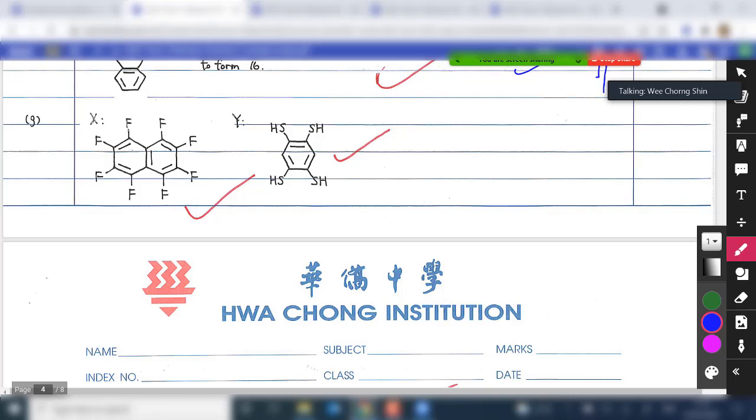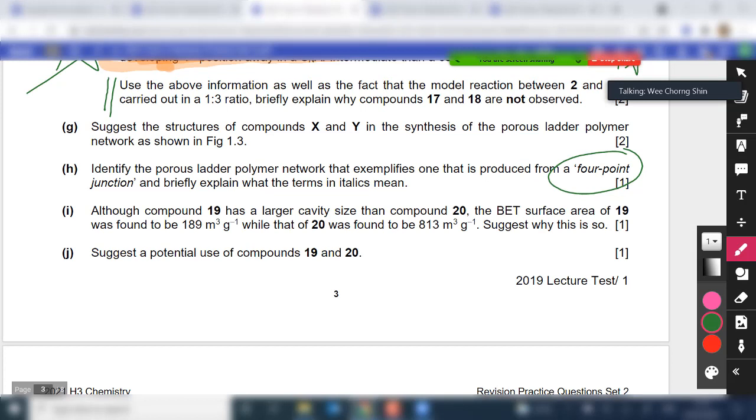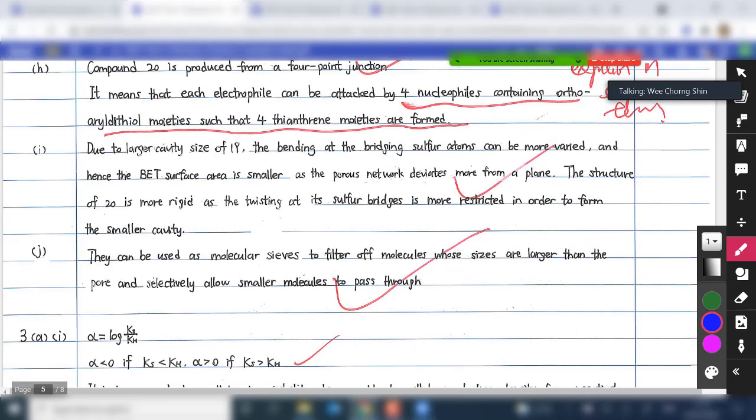I mean, this is like polymer, but not exactly polymer chemistry. Okay, then although 19 has a greater cavity, I think back then, when we tested this, we sort of realized that actually this question is a bit difficult to answer. Yeah, so basically any ideas that the students write, I think we'll just mark you with the correct credit. Like some ideas, for example, in this case, structure is rigid, twisting at sulfur bridge restricted. Or there's some ideas to tell us why it is smaller or a bit smaller.